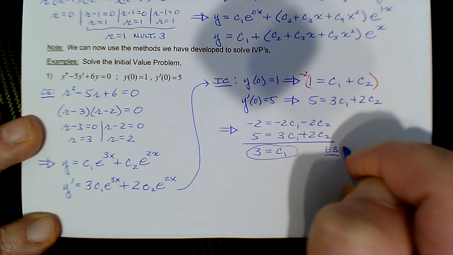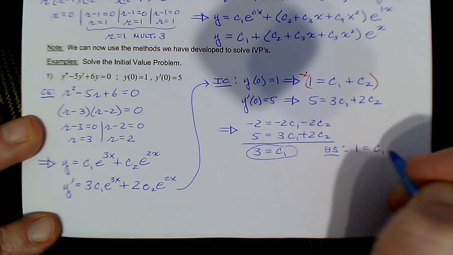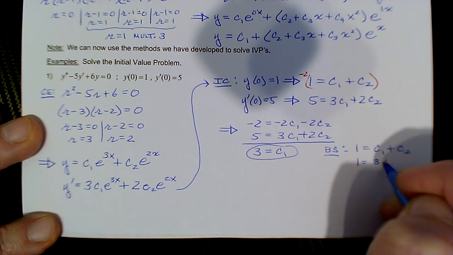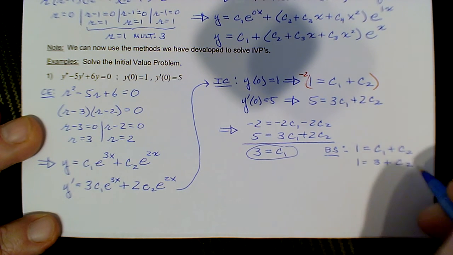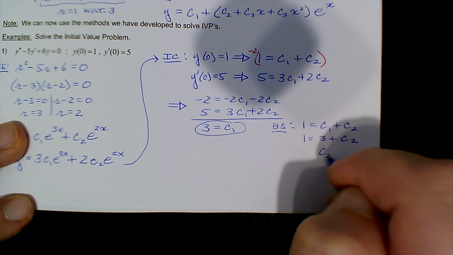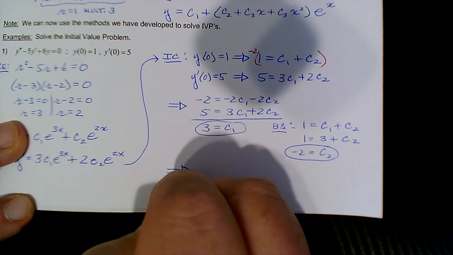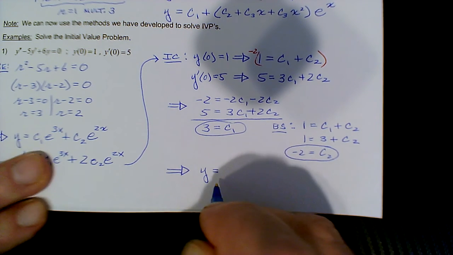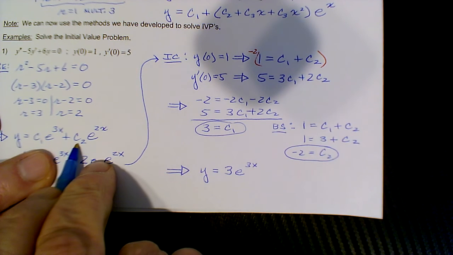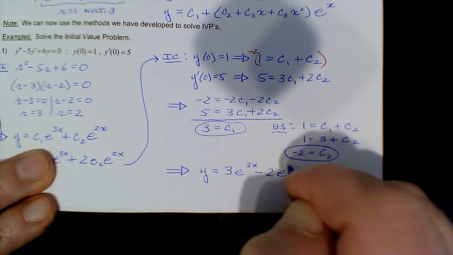And then we back substitute to find c2, and I'll use the simplest equation, 1 equals c1 plus c2. So substituting c1 is 3, we have 1 equals 3 plus c2, and then c2 is a negative 2. So then that gives us our particular solution. y is c1, which is 3, e to the 3x, and then plus c2, which is a negative 2, e to the 2x.